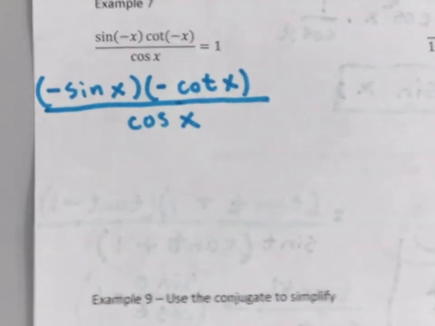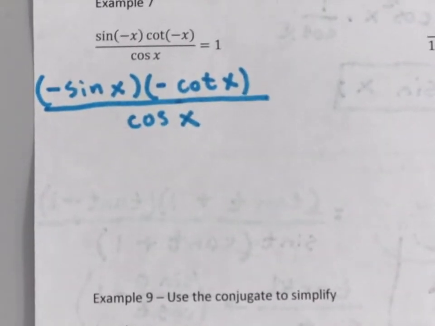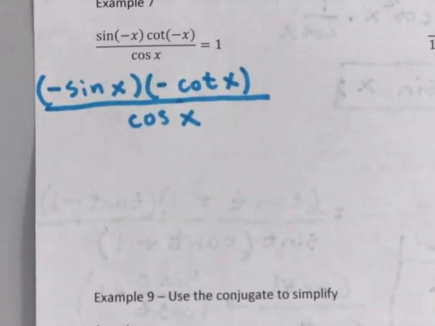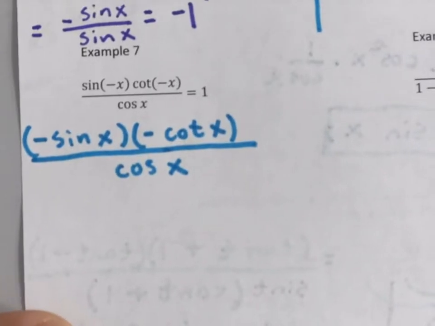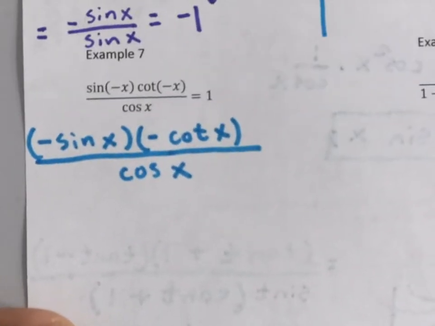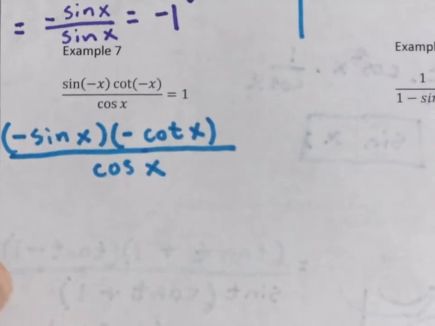So at this point, I'd say, does anything cancel? Not yet. So I can't do any algebra. I'm working on one side of the equation. Can't do any algebra. I've done the identities. Now I'm ready for step 4. Write it in terms of sine and cosine. What can I change to be a sine or a cosine or both of them?